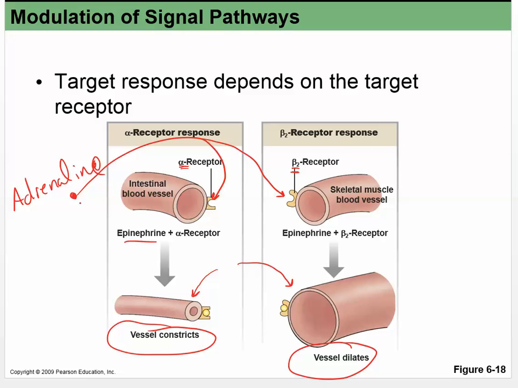And if you think about that, that's pretty powerful. You have an epinephrine or an adrenaline release, and all you have to do is have one ligand, epinephrine, and put different receptors for the same ligand in different places. One of them causes vasodilation, one of them causes vasoconstriction. So hopefully we went through that in good enough detail that you understand it. So there we go.